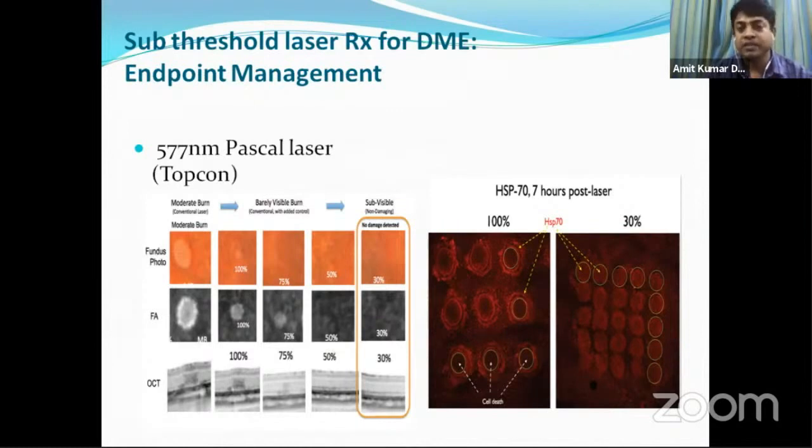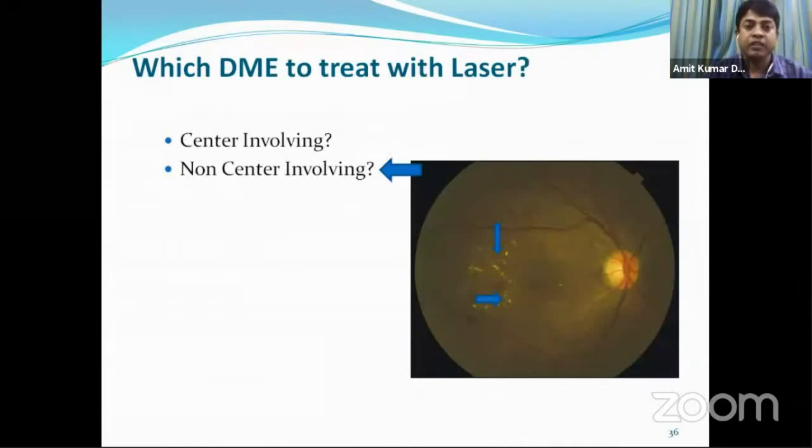So these subthreshold lasers act by production of something known as heat shock protein 70. In this picture you can see if you use 100% energy, the heat shock proteins are produced outside the RPE cells, whereas if you use 30% energy, the heat shock proteins are produced within the RPE cells, and these heat shock proteins have anti-inflammatory and also anti-apoptotic functions. So they help in improving the functioning of the RPE cells. So which DME do you treat with laser?